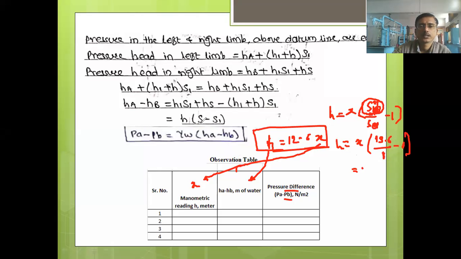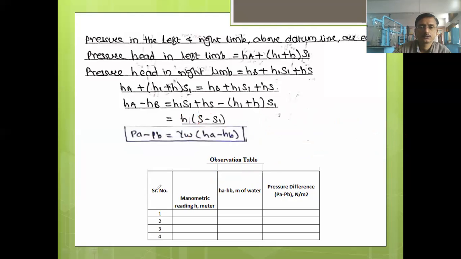Now this formula is also pointing toward the same thing. S is the specific gravity of the heavier liquid, 13.6, and S1 is the specific gravity of the liquid flowing through the pipe, minus 1. If you do it here, you will get this H. Instead of H, you can write X, so it will become 12.6X. Likewise, you can have the readings.